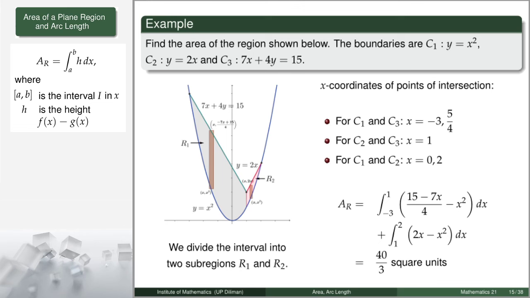Now that ends our first part. In the next part, we will be offering an alternative solution for these types of setting up of areas. And on our last part, we will be dealing with arc length.